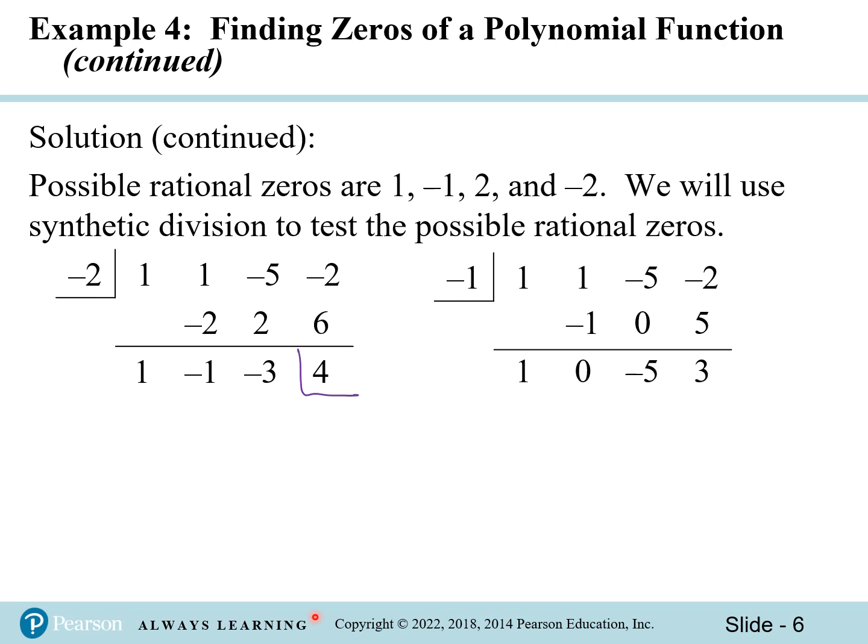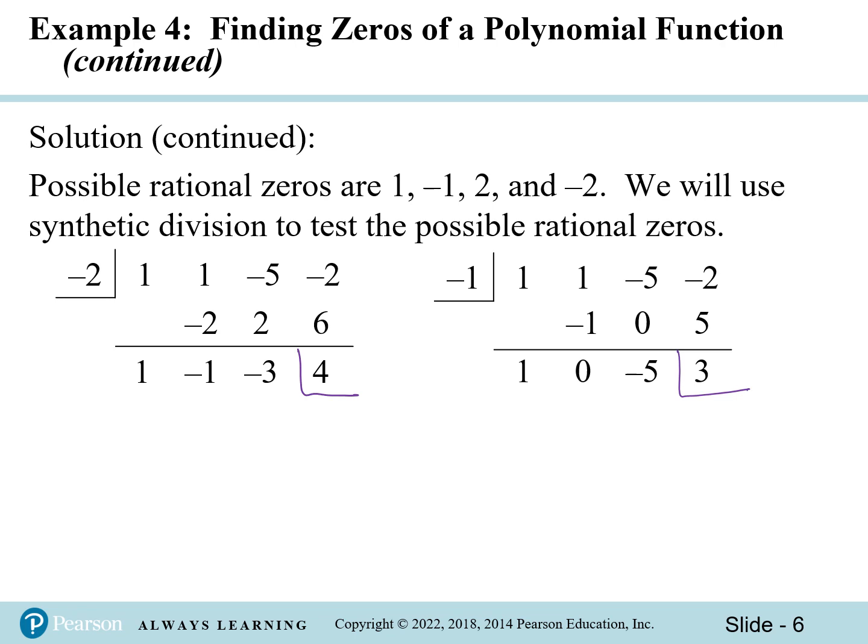Drop the 1 down. -1 times 1 is -1. 1 and -1 is 0. -1 times 0 is 0. -5 and 0 is -5. -1 times -5 is +5. 2 minus -2 plus 5 is 3, and 3 is a remainder.